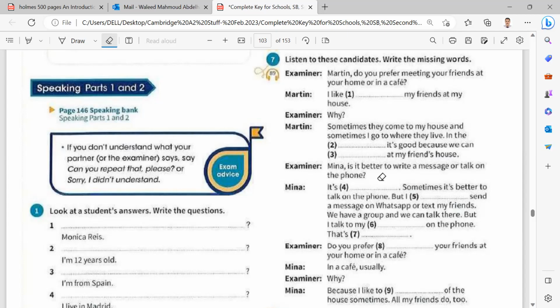That's nice. Do you prefer meeting your friends at your home or in a cafe? In a cafe, usually. Why? Because I like to get out of the house sometimes. All my friends do too. Thank you. That is the end of the test.